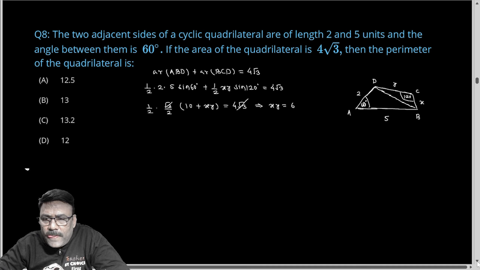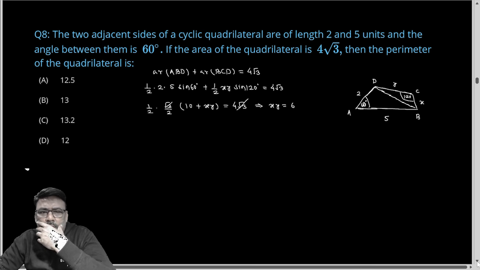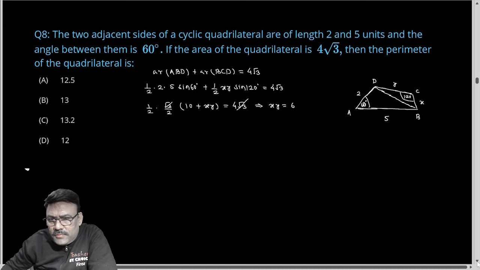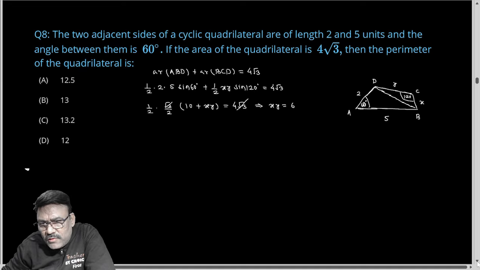Now, one more thing. Perimeter means I need one more equation in x and y to get the values of x and y here. So what I will do, I will equate this BD from both the triangles. Let's find BD from triangle ABD and then BD from triangle BCD and equate them.